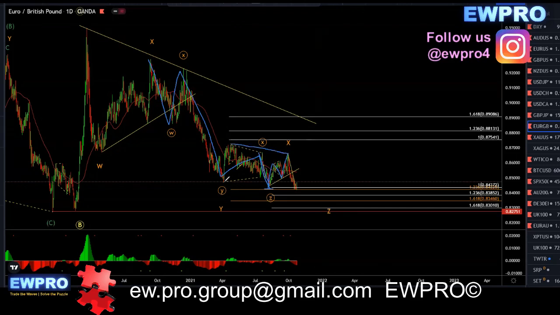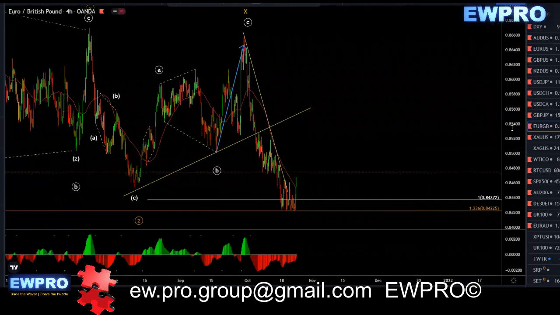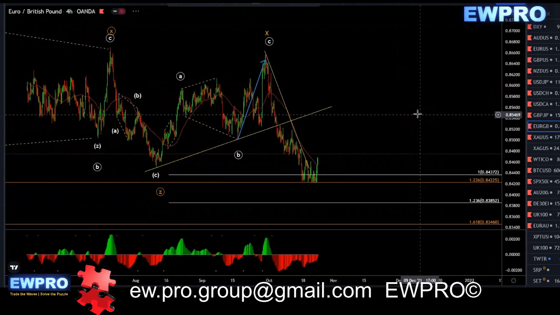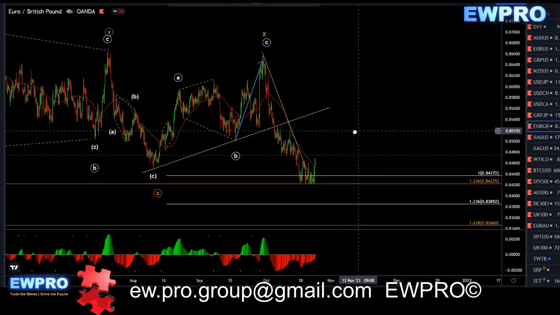So that's why I was looking at that as a flat in here. If I just remove all that, we're looking at that as a flat in here for a WXY X2, because these two corrections here are a similar size. So we're looking for that Z down. Second target is at 161.8 on the H4. You can really only look for buys. You can see that it's bounced clean off that 123.6 daily.